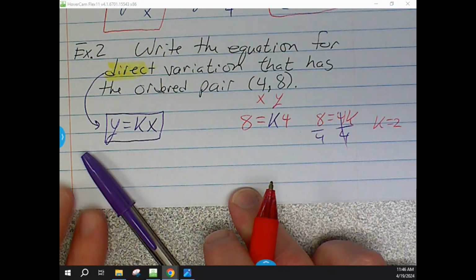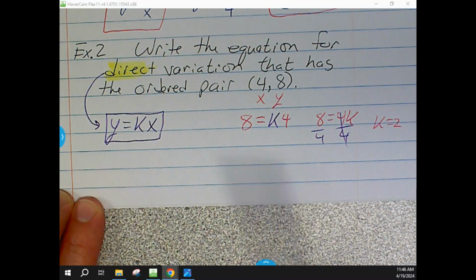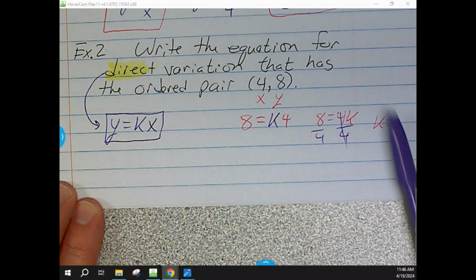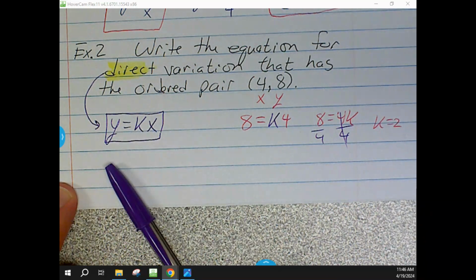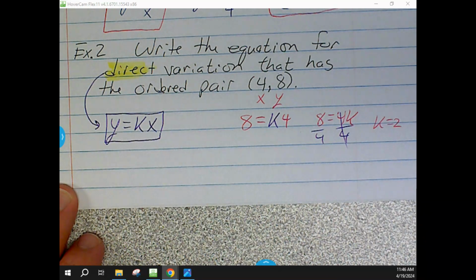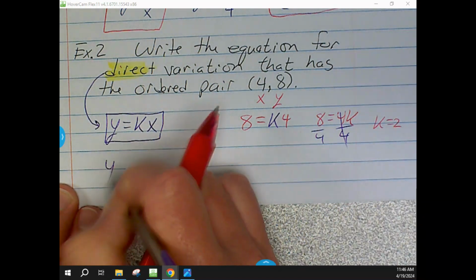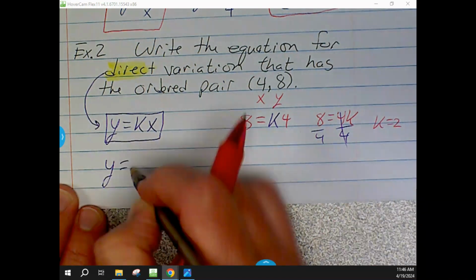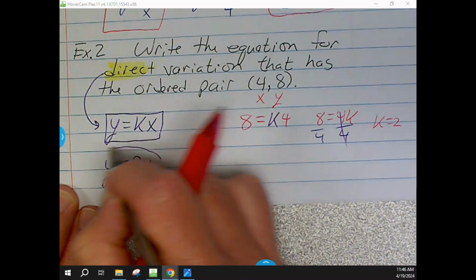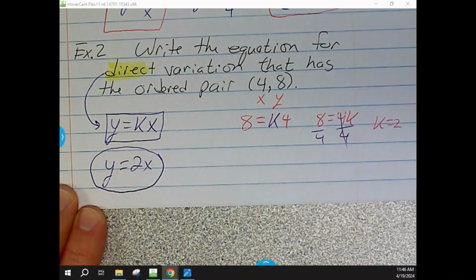Okay, and if they ask you to write an equation for it, all you need is that k value, and now you're just going to take the k value you've got and plug it back in here. So if k is 2, then that's just our equation right there. That's y equals 2x.